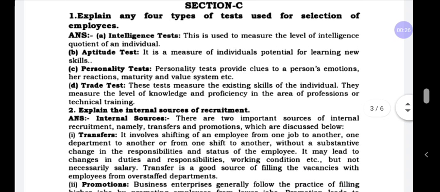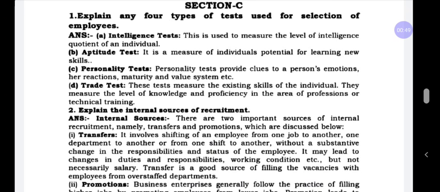The first question: explain any 4 types of tests used for selection of an employee. That means you have selected a candidate for the next round of the selection process. In the selection process, what tests are you going to conduct for a candidate to select him for the job? Let us see that here.